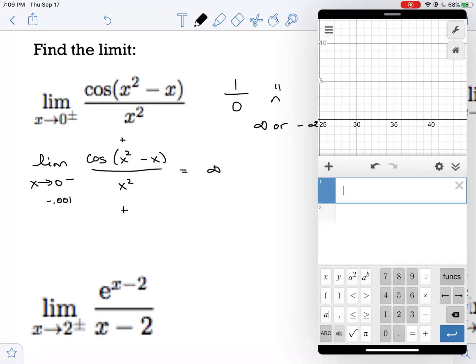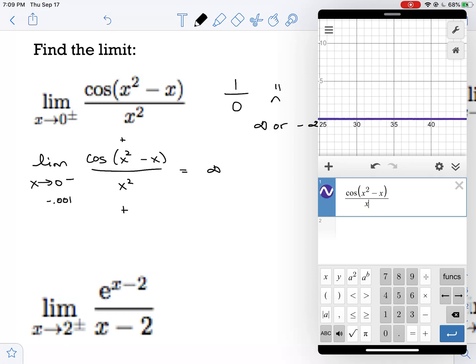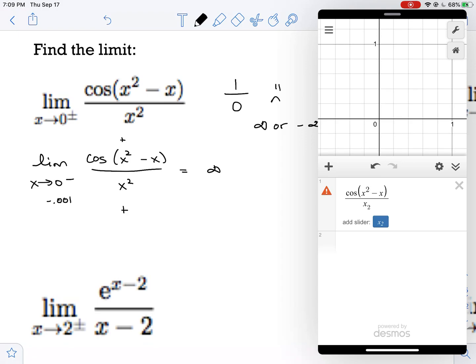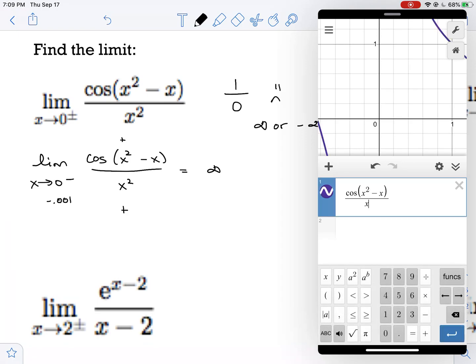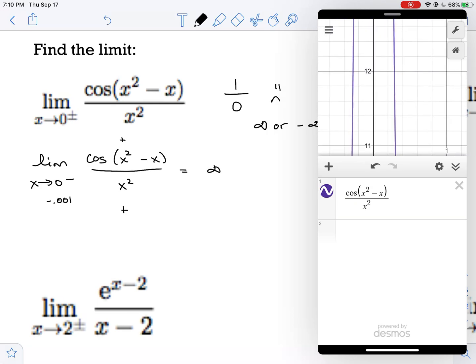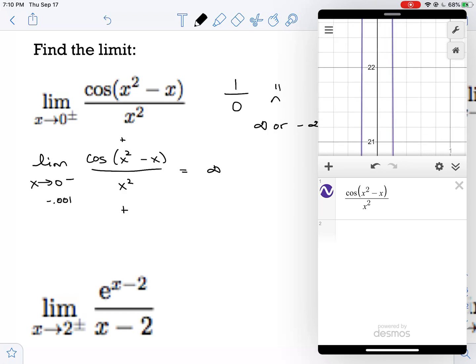But again, we can check by looking at Desmos. And if we graph this, so we have cosine of x squared minus x, and then divided by x squared. And we're wondering what's happening as I'm getting closer and closer to 0. Oh, I did x2, not x squared. I was like, why isn't it graphing? There we go. So as I'm getting closer and closer to 0, notice what's happening on the graph. On both sides, it looks like it's shooting up towards infinity, so we did that right.